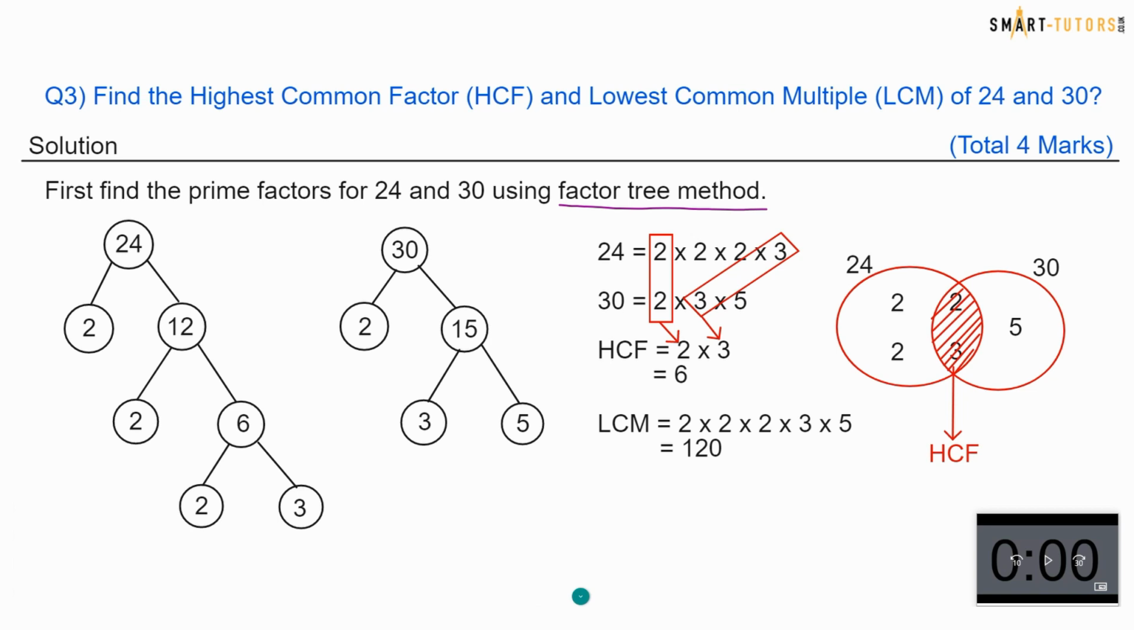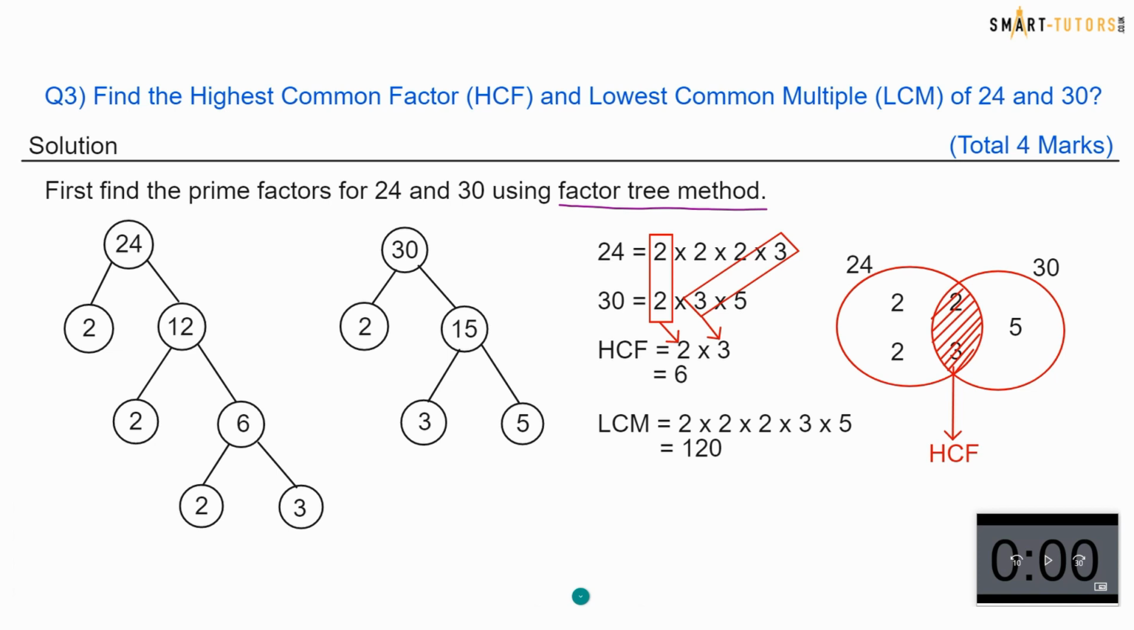Now the theory: in the common intersection region, you multiply 2 times 3, and that gives the HCF. If you multiply all the numbers inside the circles, that gives the LCM. So 2 times 2 times 2 times 3 times 5 gives the LCM. You may have another method, so please stick to your method. At least you need to have a method to do HCF and LCM for your final examination.